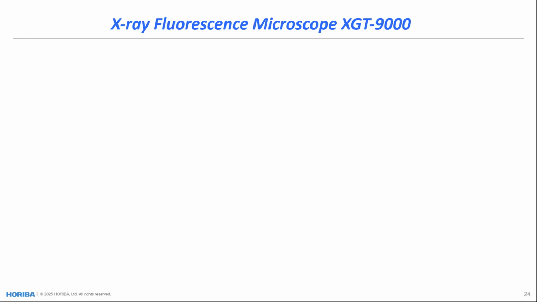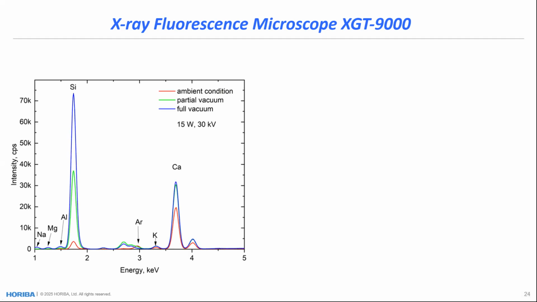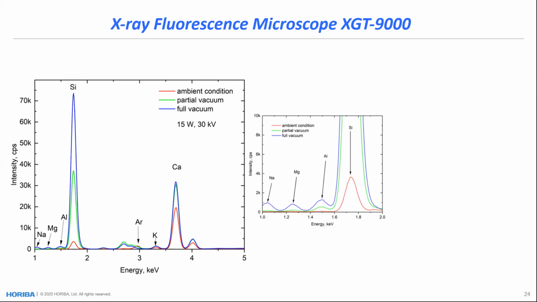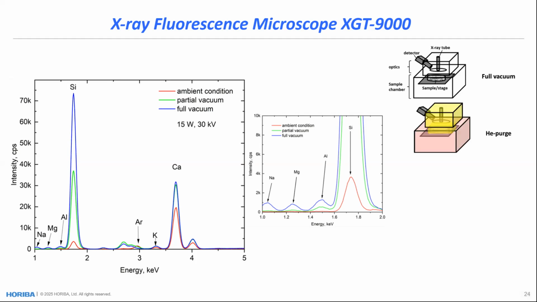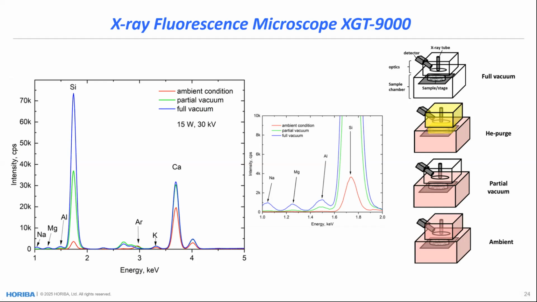Now let's look at what we have more in this case and why we need the different ambient conditions. This is an example showing why we need several conditions for the measurements. If you're doing the full vacuum, as you can see here in the blue line, you can see very pronounced sodium, magnesium, aluminum, and silica. With the partial vacuum, the intensity gets slightly lower, and in ambient air we have probably very low detection for the sodium, magnesium, aluminum.